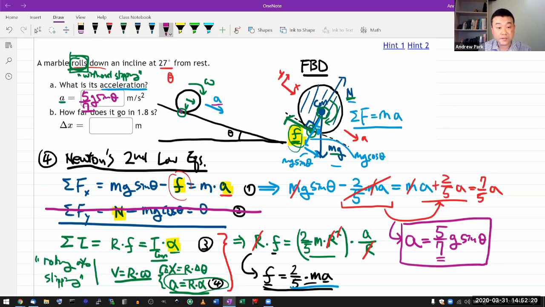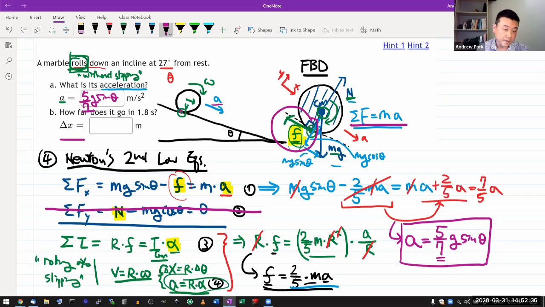And again, the reason this is smaller is because of this friction force, which causes the net force along the x direction to be smaller. So yeah, that's what I wanted to demonstrate. That's why I went the long route.